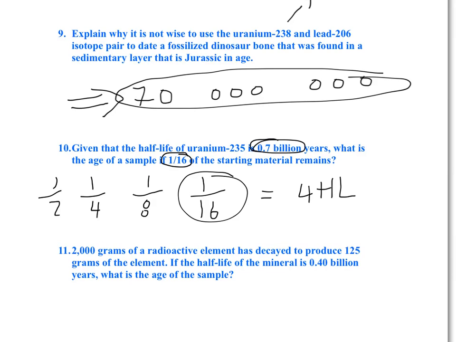The time that it takes for one half-life is 0.7 billion. So what we're actually going to do is take 0.7 and multiply that by 4. And we just determined the age of the rock to be 2.8 billion years. On to the next problem.